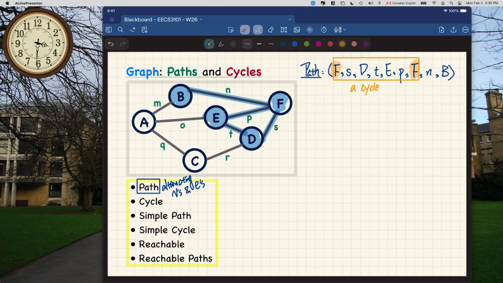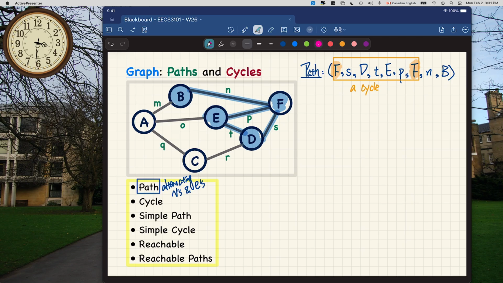Notice that you cannot say this whole path is a cycle. You can only say that whole path contains a cycle, but it's not a cycle. In order to be a cycle, the beginning and the end vertices should be the same. All right? Okay, let's write it down.